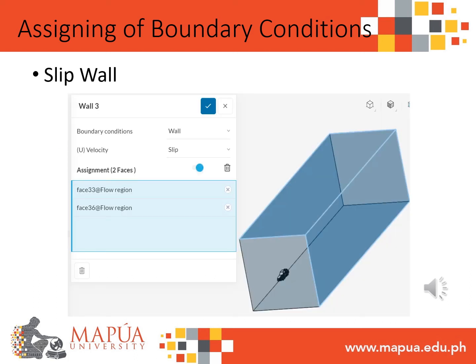For the top wall and the wall adjacent to it, we will assign a slip wall boundary condition. By assigning a slip wall boundary condition to these two walls, they will become frictionless, and thus the velocity of the flow on the surface of these two walls will be the same as the velocity of our inlet, which is 33.33 meters per second.